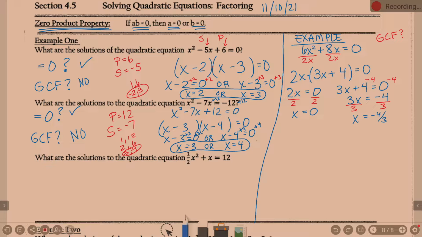Now, is there a decimal equivalency? Yes. Okay, negative 1.3 repeating. Math Excel is not going to let you put negative 1.3 repeating. They're going to want a fraction here. So, what are my answers? X equals 0, x equals negative 4/3. X equals 0 or negative 4/3.